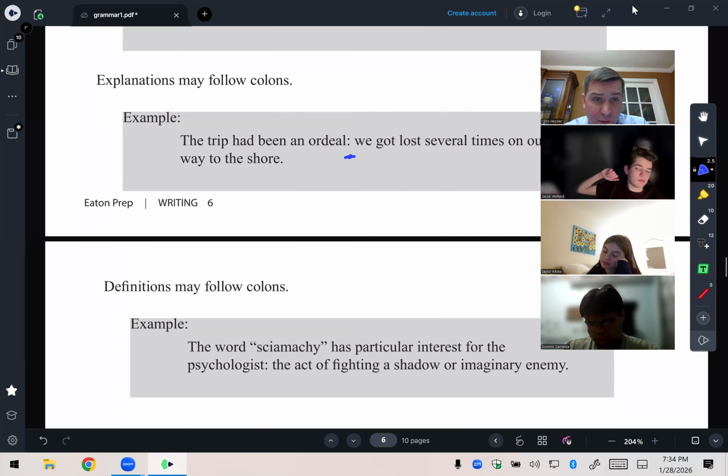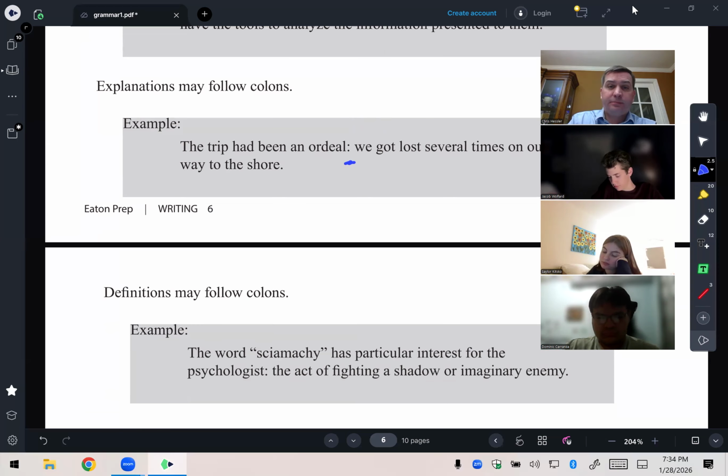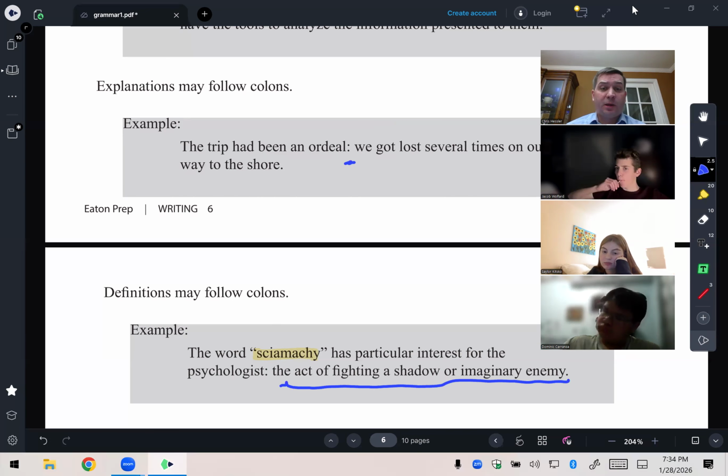Okay, the last reason you will ever see a colon is when you have a dictionary definition. The word siamaki has particular interest for the psychologist: the act of fighting a shadow or imaginary enemy. So here, what follows the colon is just the dictionary definition of this word, and a dictionary definition does not need to be a complete thought. It'll just be something like this.